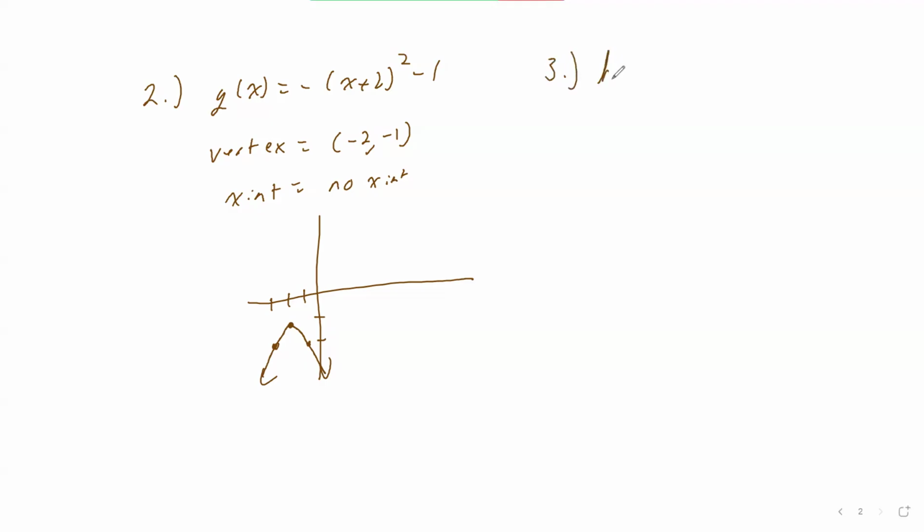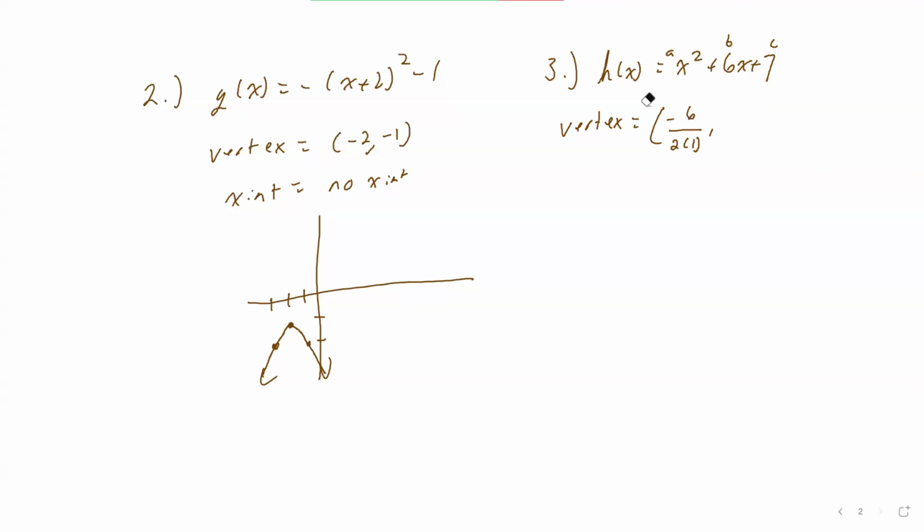Number 3 is h of x equals x squared plus 6x plus 7. Not so easy on this one. So we have the vertex. It is going to be negative b divided by 2a. So here's my a, here's my b, here's my c. So I have negative b, so that's going to be negative 6 divided by 2 times 1. And then I've got to figure out what that is.